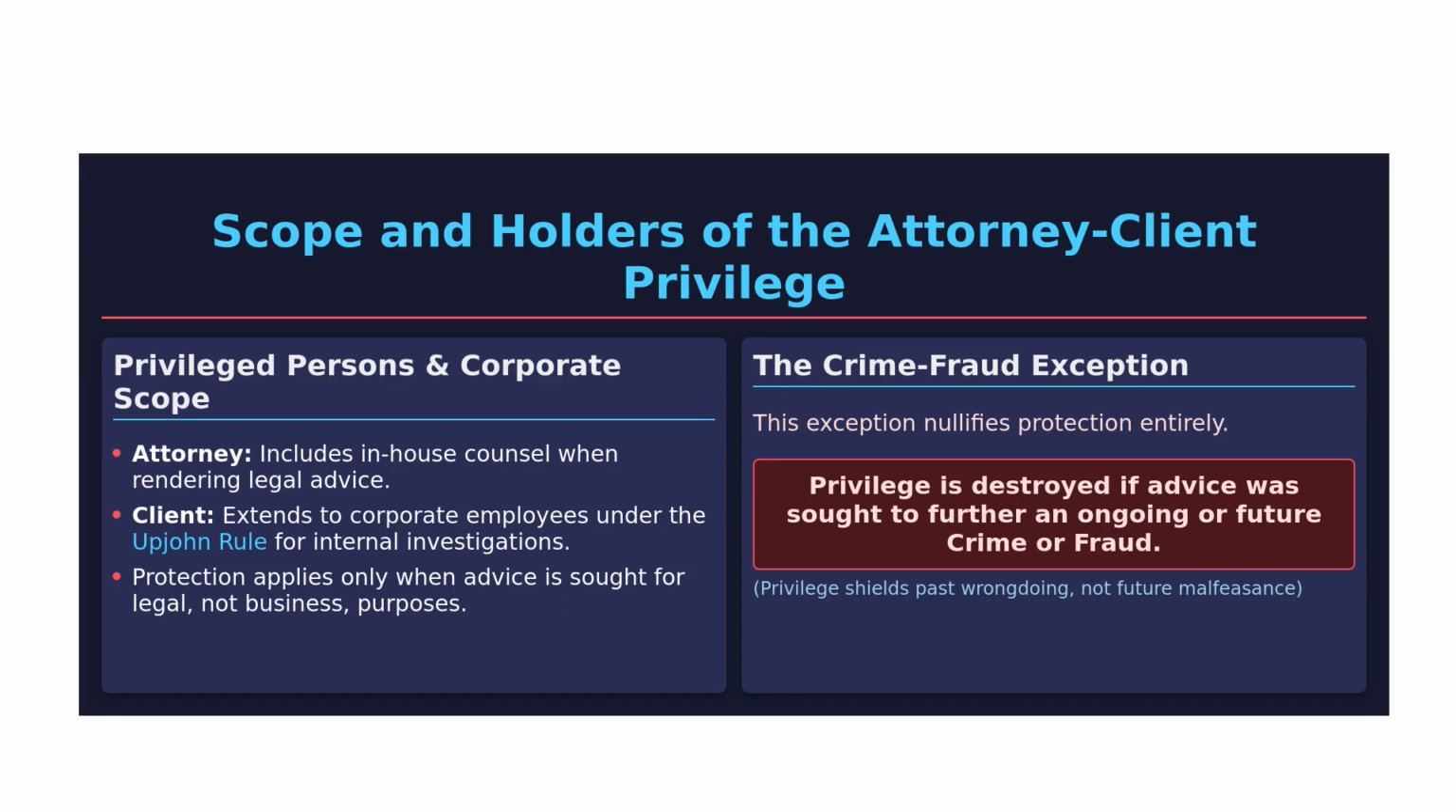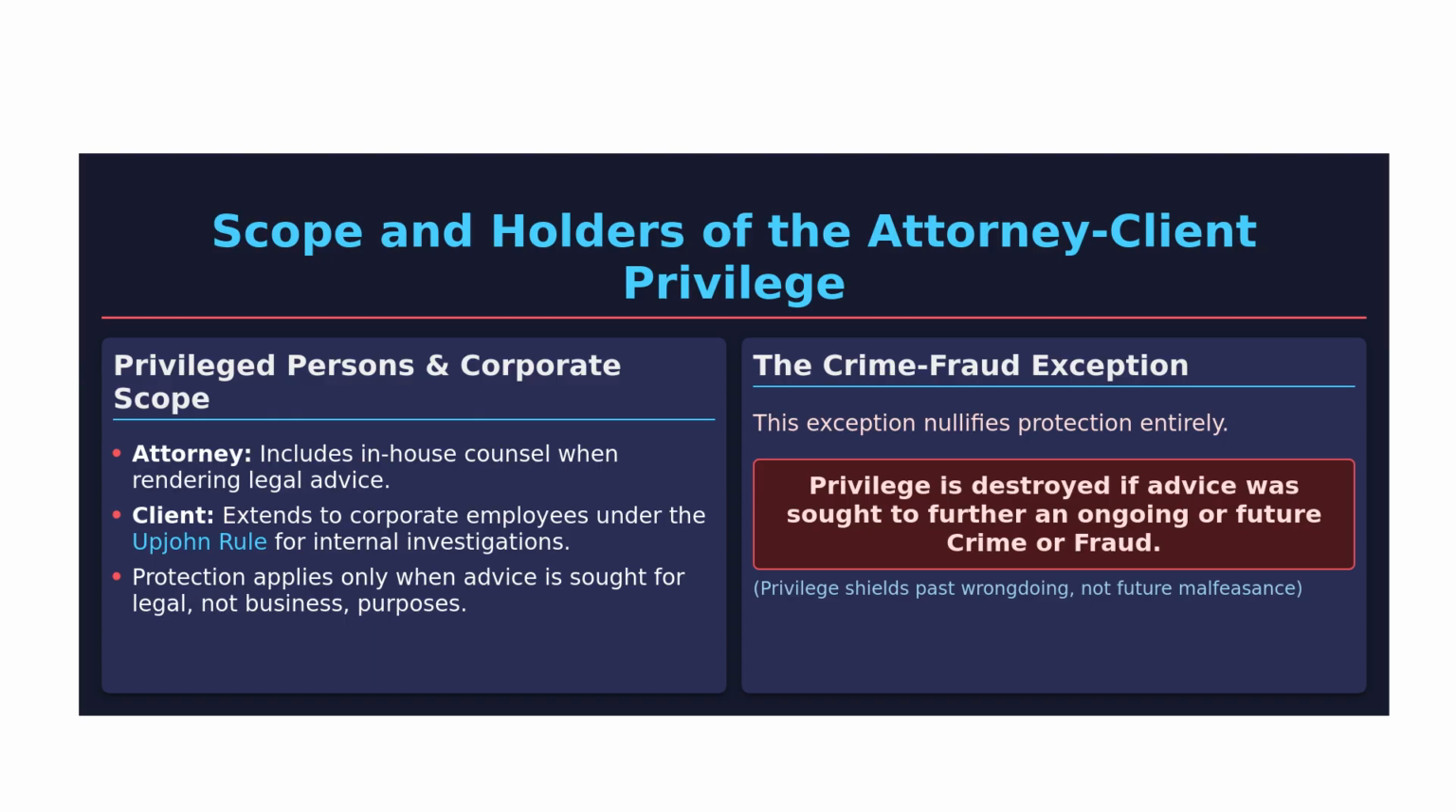An attorney includes outside counsel, but importantly, it also covers in-house corporate counsel when they are acting in a legal advisory capacity, not merely a business one. For the client side, the definition extends beyond just the top executives. Under the landmark Supreme Court decision in Upjohn v. United States, communications made by lower-level corporate employees to counsel during an internal investigation are protected, provided those employees are communicating to secure legal advice for the corporation.